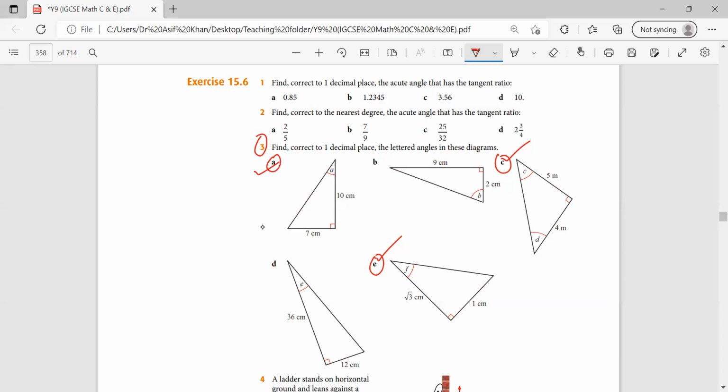And see, he mentioned all the answers must be in one decimal place. Angles will be in one decimal place.